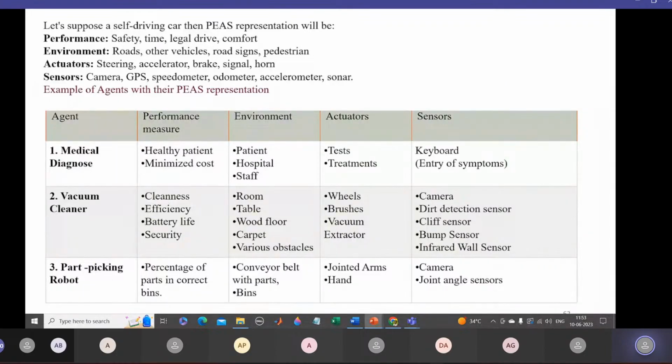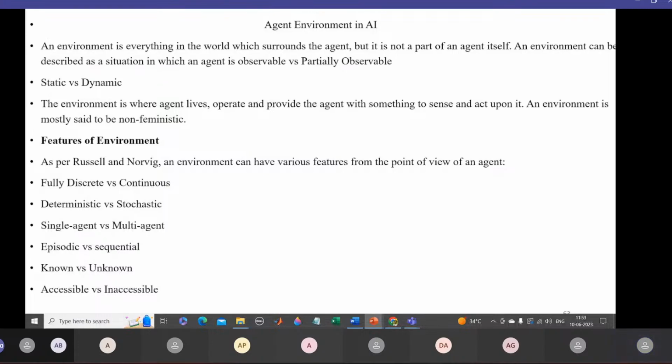And then the agent environment in AI. You can say an environment is everything in the world that surrounds the agent, but it is not a part of the agent. An environment can be described as a situation in which the agent is observable or partially observable, and it could be static versus dynamic. The environment is where the agent lives and operates, and it provides the agent with something to sense and act upon. The agent should be able to sense and act upon it. And the environment is always non-deterministic.